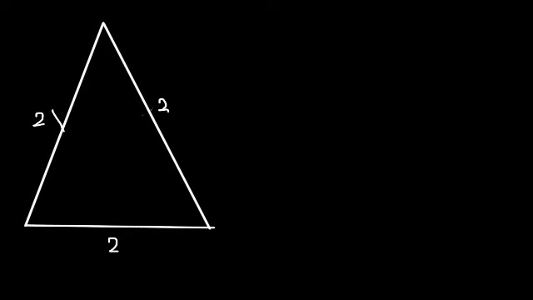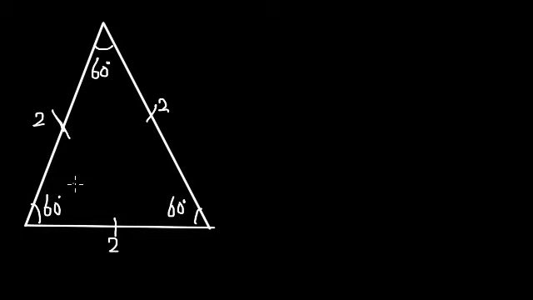Since it is an equilateral triangle, one of the properties of an equilateral triangle is that all the angles are equal and they are simply 60 degrees in magnitude. So it means this angle will be 60, this will also be 60, and this as well will be 60.